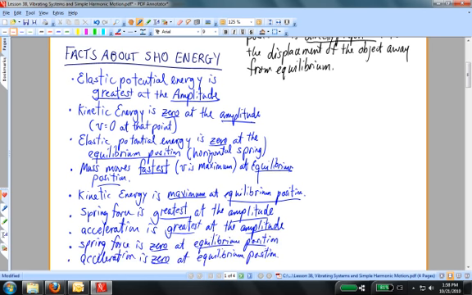Let's see if we can summarize these things in a table of sorts. It looks like there are two extreme points in the simple harmonic oscillator. One is at the amplitude, in other words, the greatest displacement away from the equilibrium position, and the other is at the equilibrium position. Certain things are maximum at the amplitude and 0 at the equilibrium position, and other things are 0 at the amplitude and maximum at the equilibrium position.